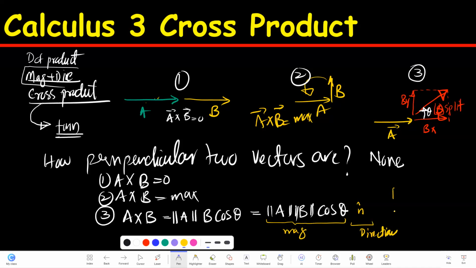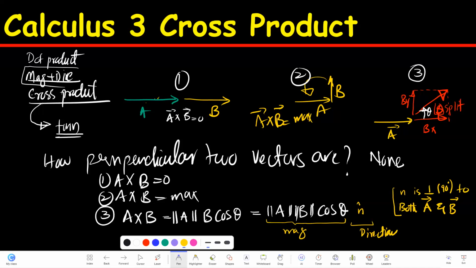And I'm going to write here something about n. n is perpendicular, this is a perpendicular sign. Or I say it is 90 degrees to both A and B. So let's go to the next slide and talk about more stuff about cross product.